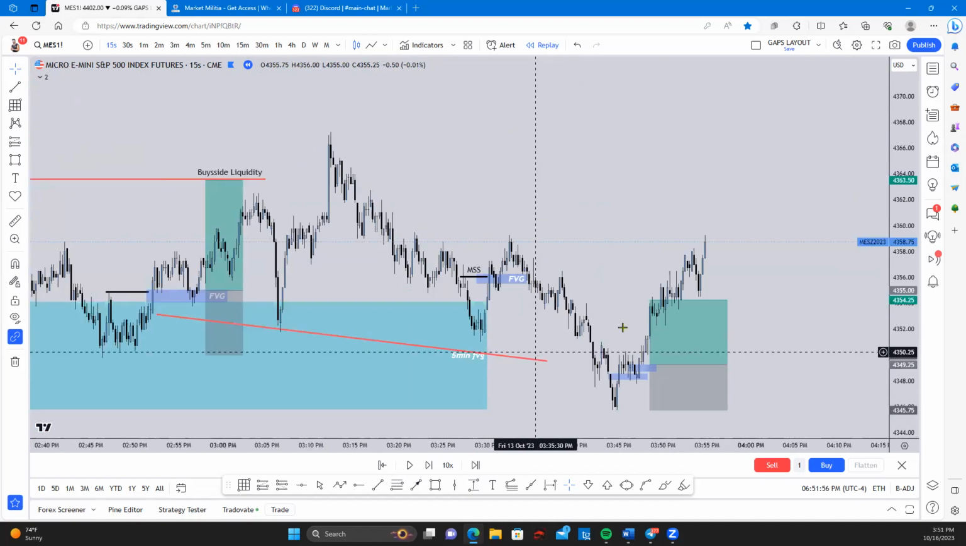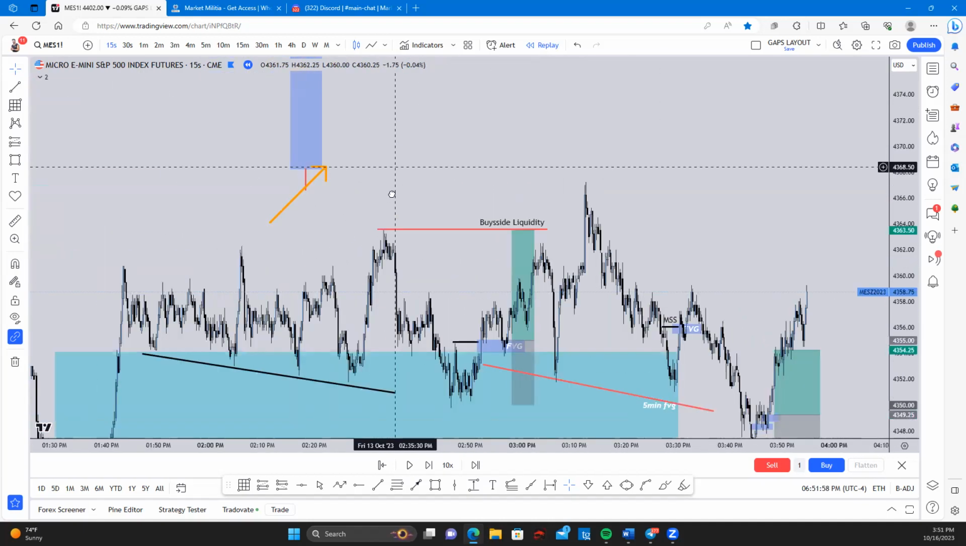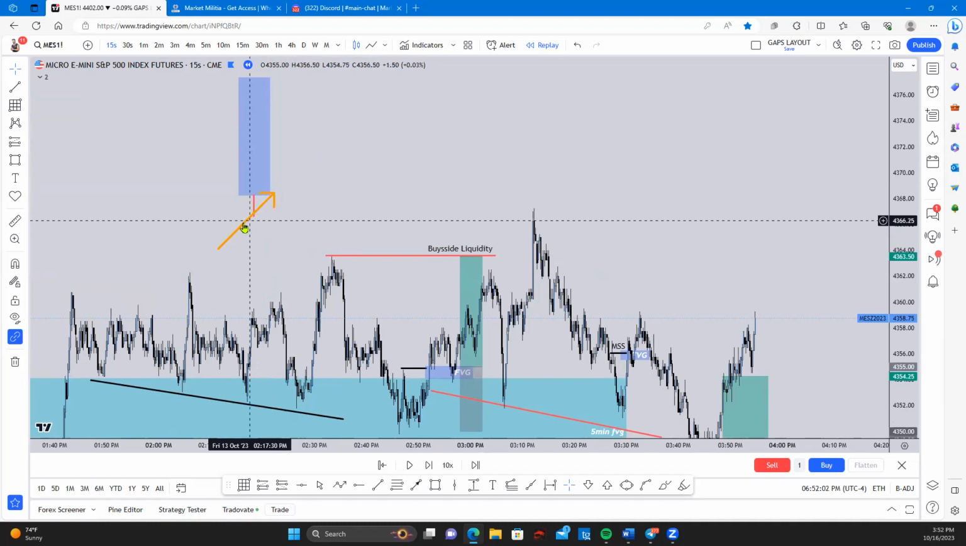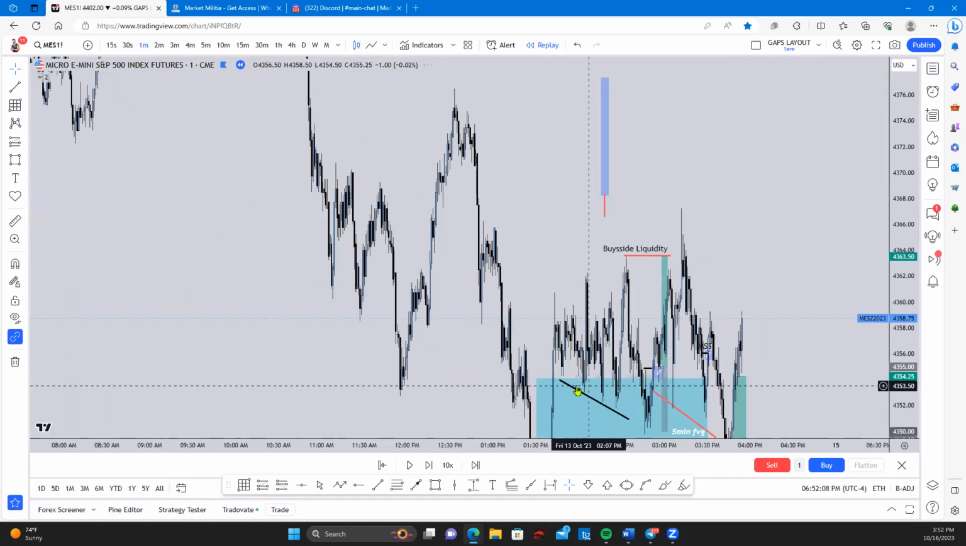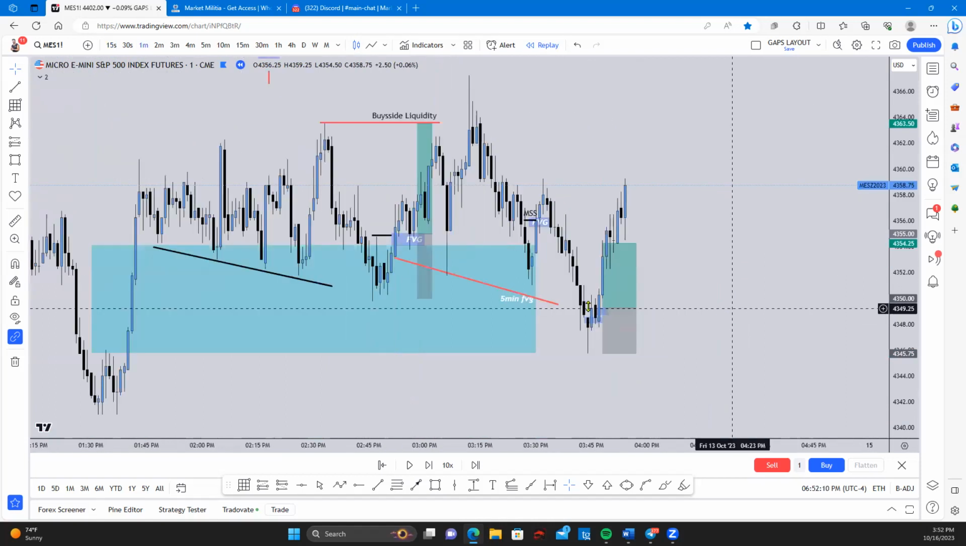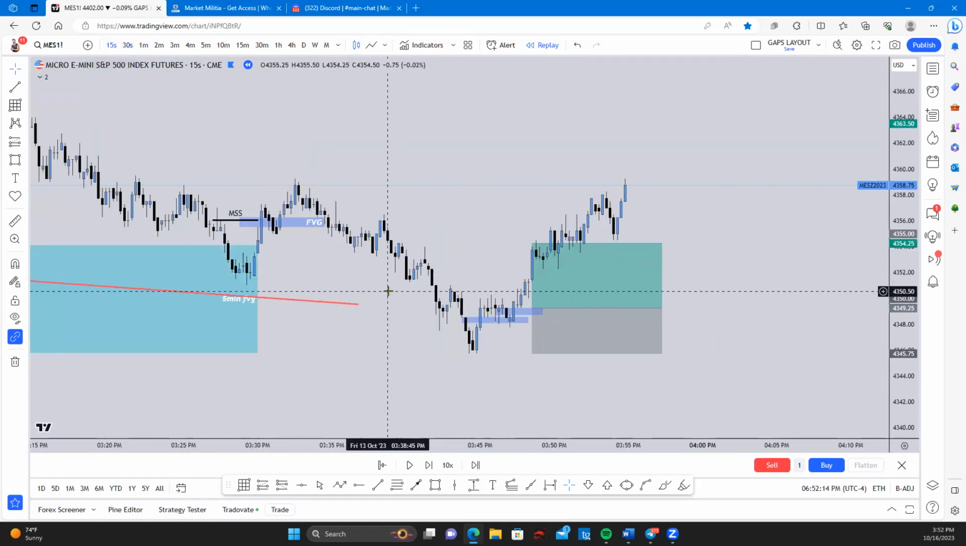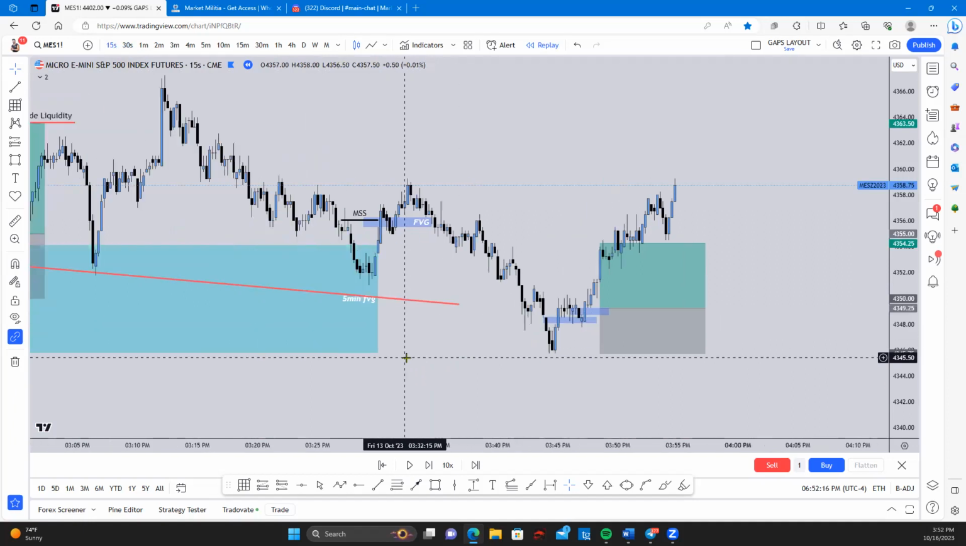So that's a quick video on the TGIF setup. Kind of a power of 3 reverse at the end of the day on a Friday. Really cool ICT concept on the 15-second. Again, you can do this on the 1 minute and possibly find an entry, but I've been using the 15-second and the 30-second, which have been really nice at the end of the week.